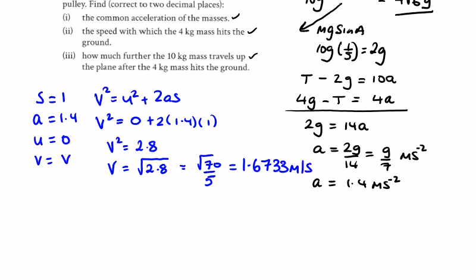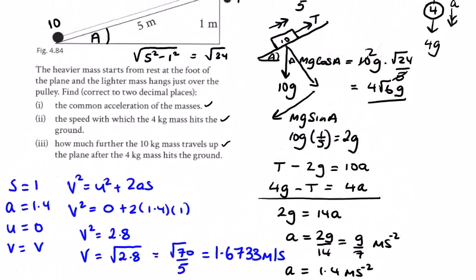And how much further? So this speed is going to transfer to the 10. So how much further will it travel up the plane? Its velocity is going to come to 0 for the 10. Its initial speed, I'll use root 70 over 5 just because it's more accurate. And we're asked for s, how much further it will travel up the plane. So if we look at the 10, it's going up in this direction. What's opposing it going up? This will be my acceleration, this mg sine A, which we got to be 2g. So it's going to be slowing it down, so minus 2g will be equal to a.